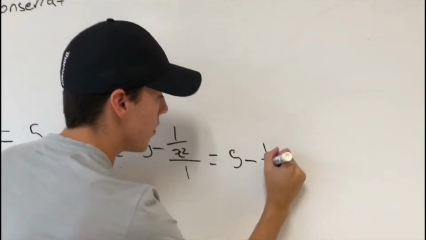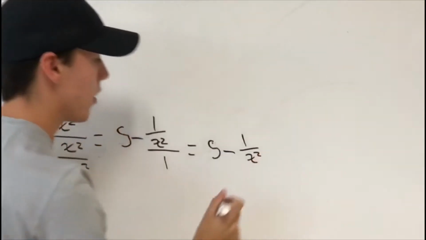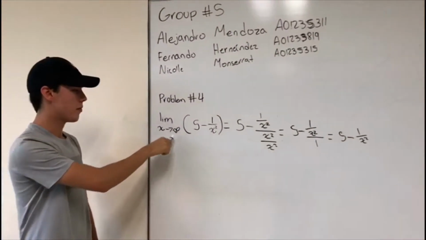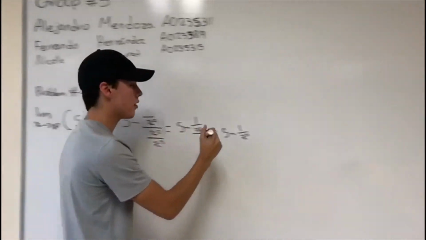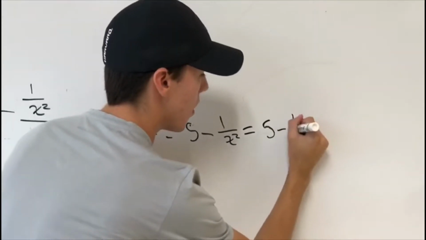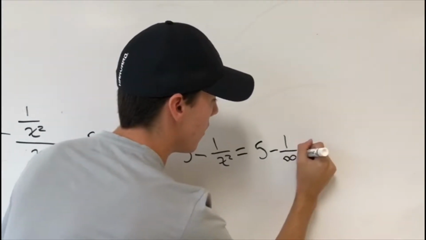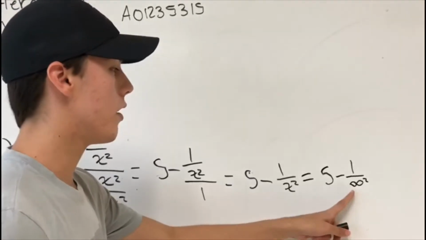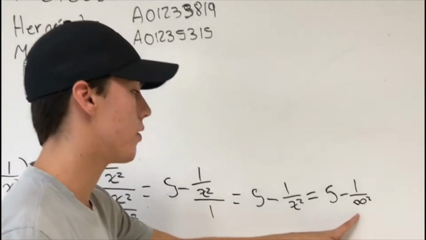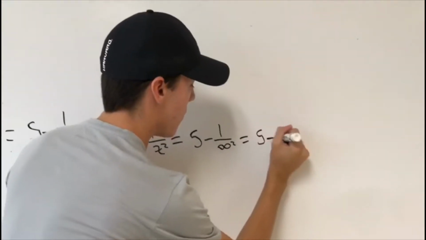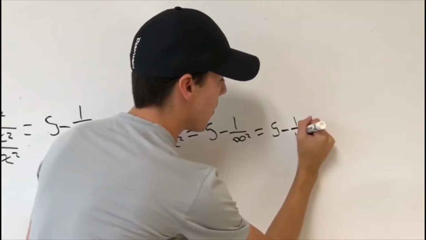minus 1 divided by x squared. Then we have to substitute x by infinity. So we get 5 minus 1 divided by infinity squared. By some rules we learned that infinity to every exponent is equal to infinity. So we get 5 minus 1 divided by infinity.